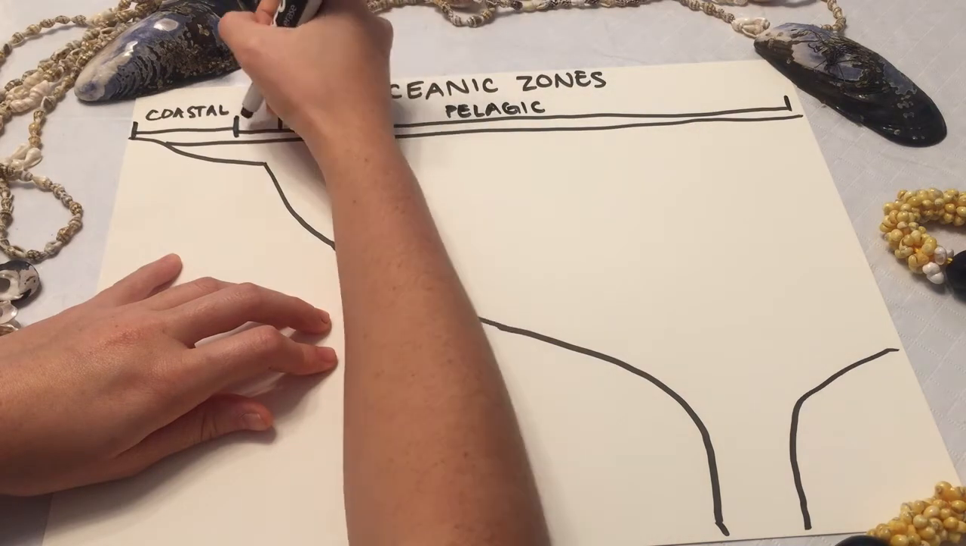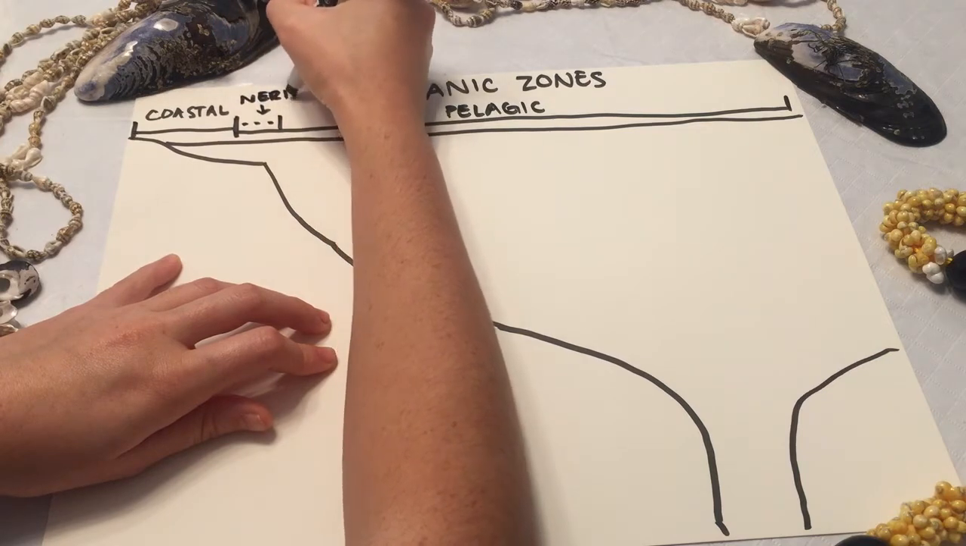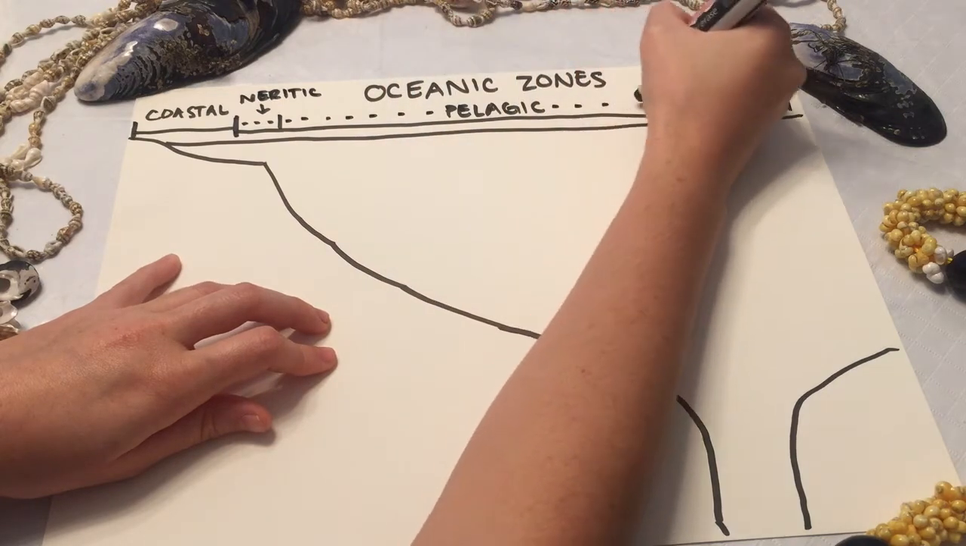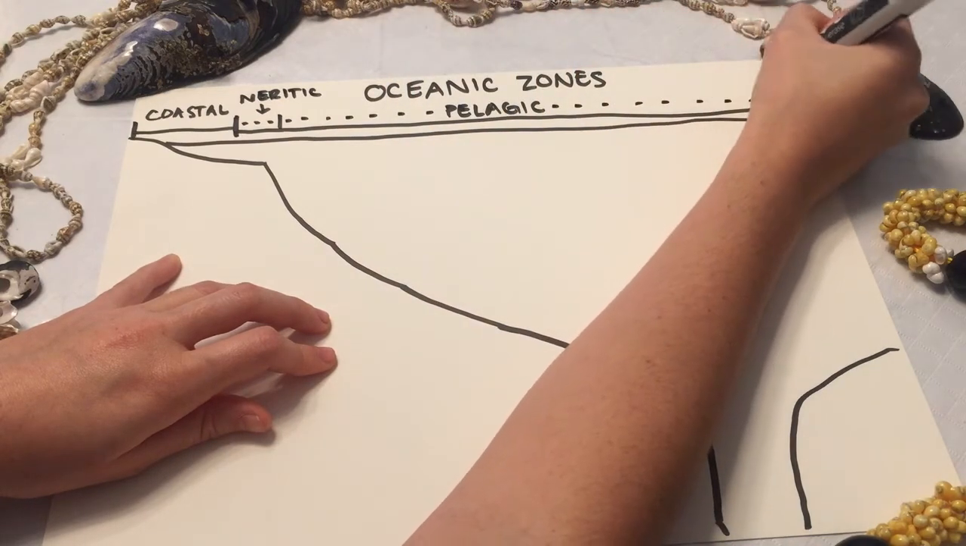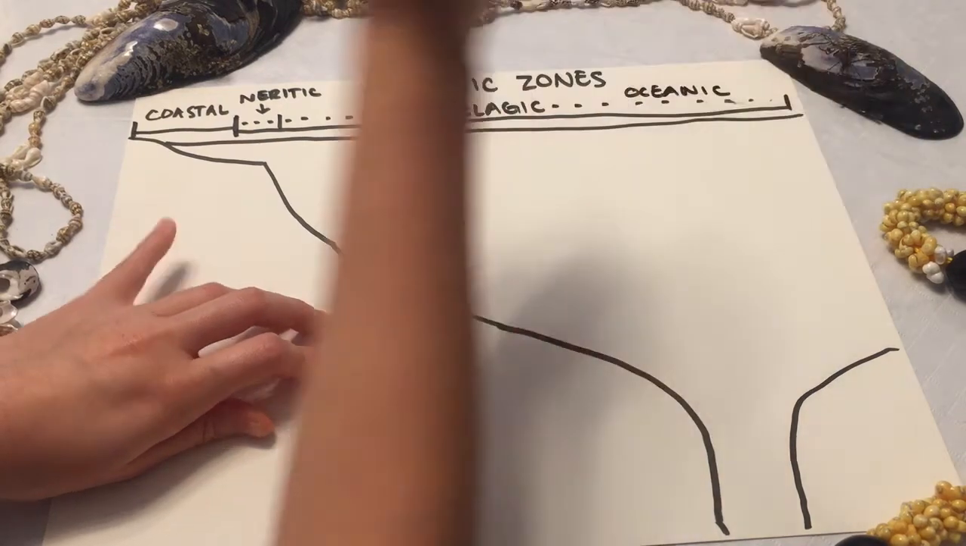The neritic zone consists of water overlying the continental shelf, usually about 600 feet out from the low tide mark. The oceanic zone is water past the continental shelf, over the continental slope, in the ocean floor. It is characterized by darkness and high pressure.